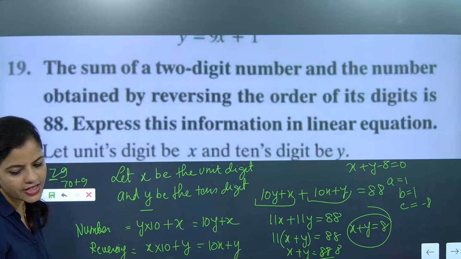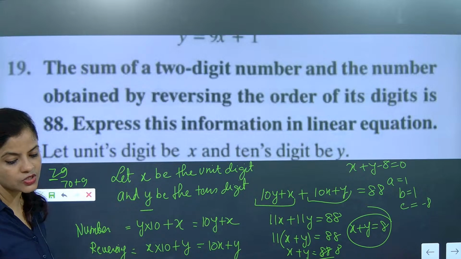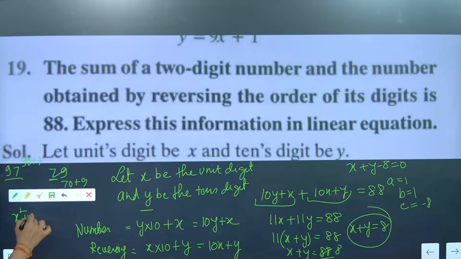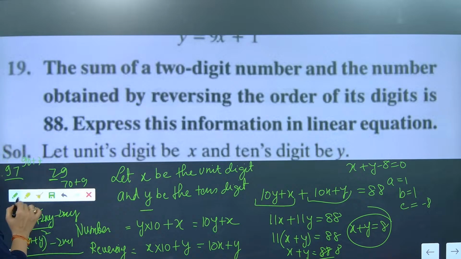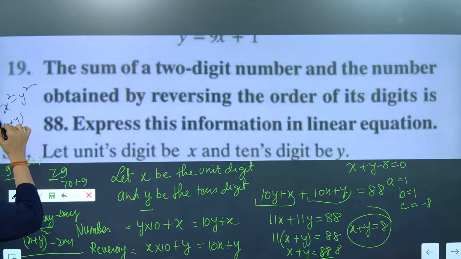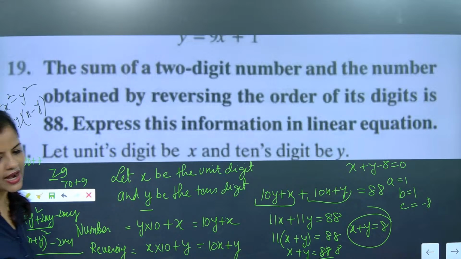X square plus y square, ma'am, please. X square plus y square, you can do one thing, beta. Look here. For x square plus y square, you have to convert. Can you add 2xy and minus 2xy? So it will become x plus y whole square minus 2xy. We can write like this. Or if x square minus y square is written, it will become x plus y and x minus y. Understood?